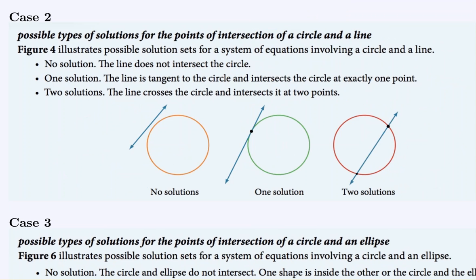But if instead we were looking at a circle and a line, then imagine a circle and a line graphed in the same axis. They could have no solution, in which case they never intersect each other. One solution where they intersect at only one point, or 2 solutions where the line passes through the circle.